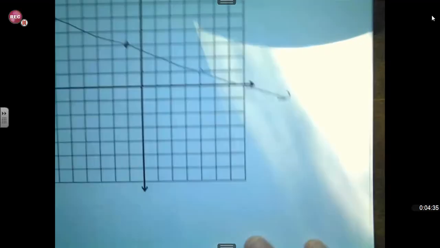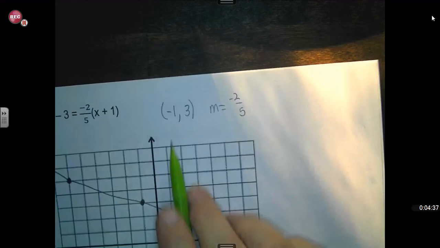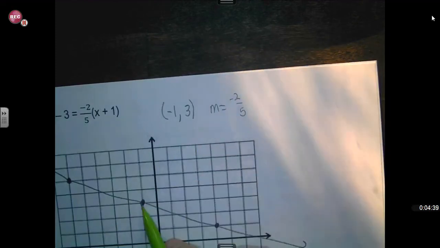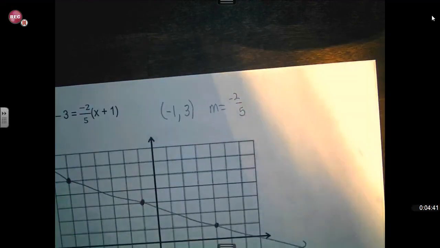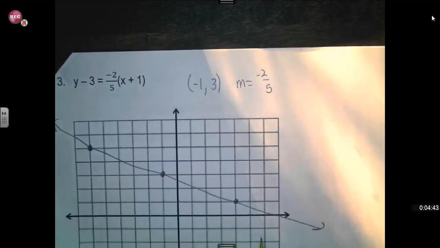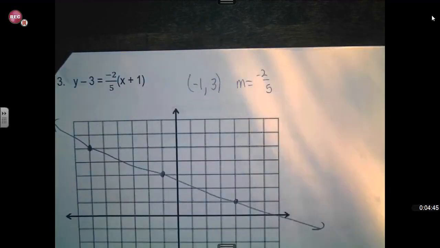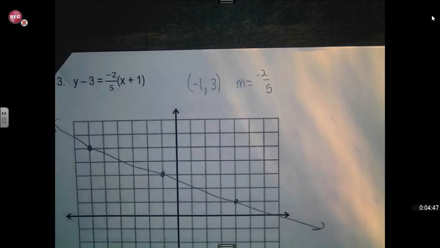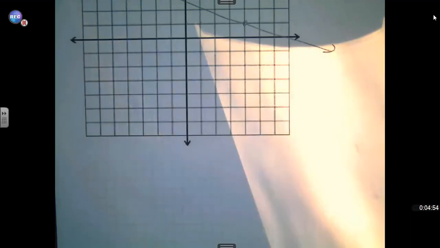Just a double check. Do I have a point at negative 1, 3? I do. Is my slope negative? It is. I got to slam on my brakes going down that hill, or I'm going to get a speeding ticket. And that would be a negative thing. That line has a negative slope. Okay, and that's all there is to graphing from point slope form. It's actually pretty cool.